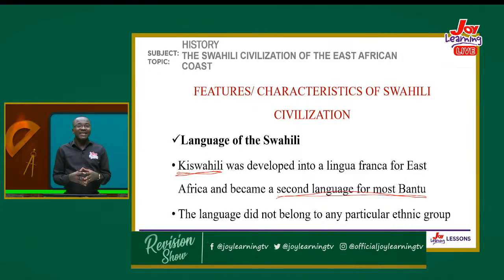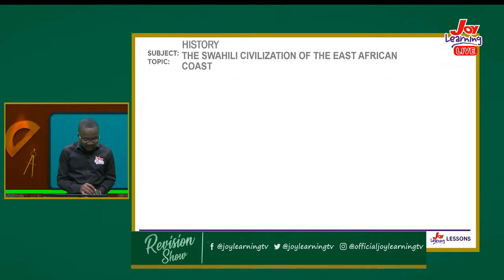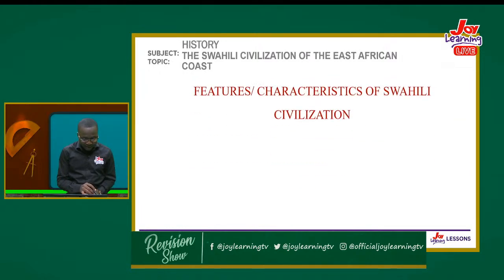That is exactly how Kiswahili is to the people of East Africa. Apart from the specific ethnic languages that they speak, the Kiswahili language is spoken as the second language. And so we say that it is an inter-ethnic language for the people of the East African coast because it did not belong to any particular ethnic group.